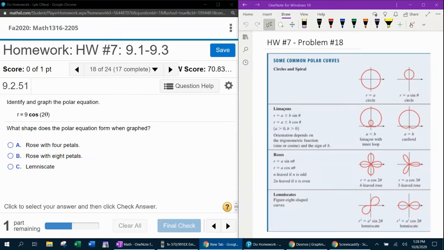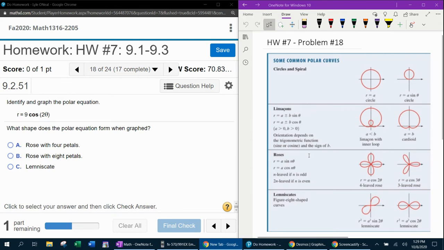All right, here we go. Question number 18 from our 13-16 homework number 7 in MyLab Math. They want us to identify and graph the polar equation. This is r equals 9 cosine 2 theta.